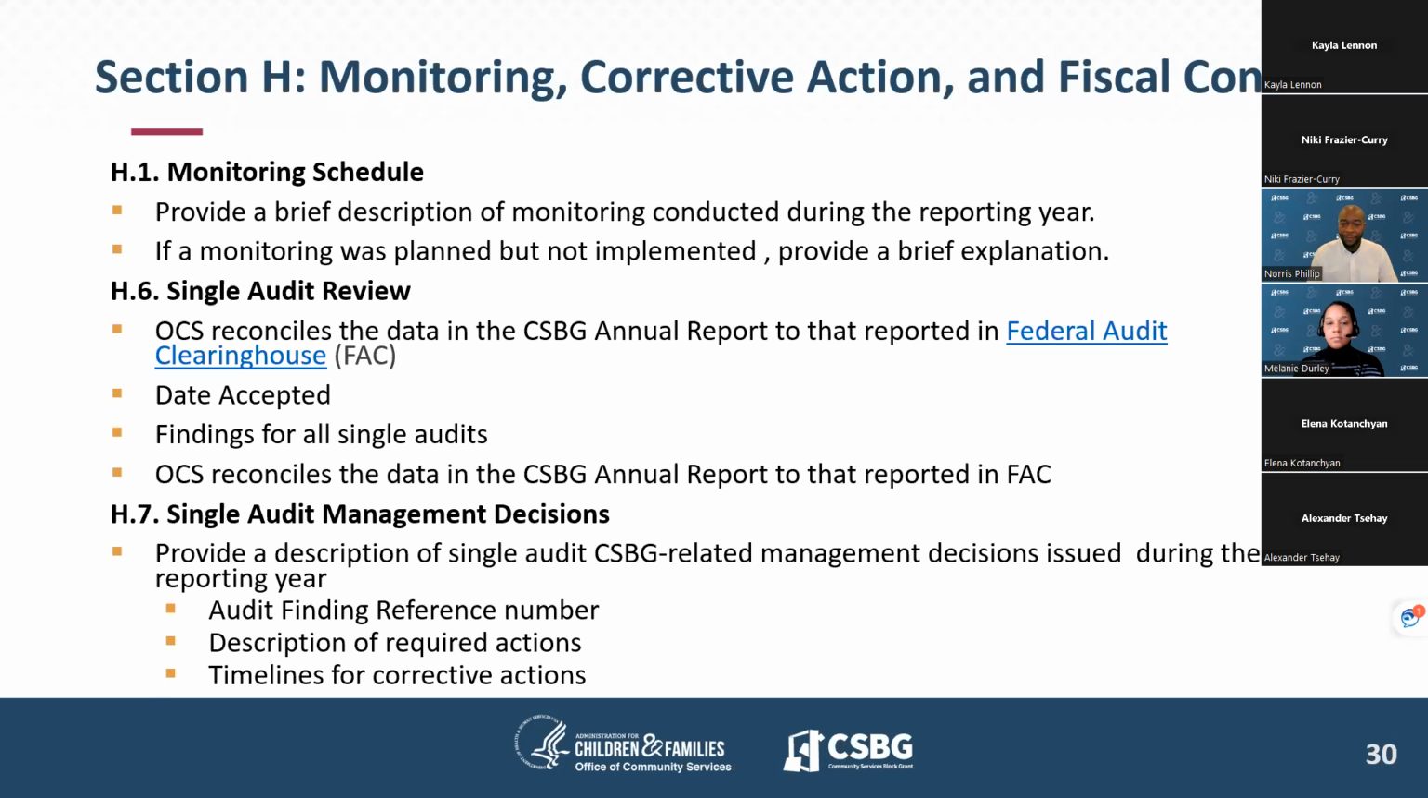H7, the single audit management decision, briefly outlines and describes any CSBG-related management decisions that have been made in accordance with the state procedures for CSBG eligible entities' single audits. This includes providing the audit finding reference number from the Federal Audit Clearinghouse, along with the description of any required actions and timelines for correction. This ensures transparency and proper documentation of all decisions made during a single audit process, as well as offering a clear path for resolving any identified issues within the specified timeframes.